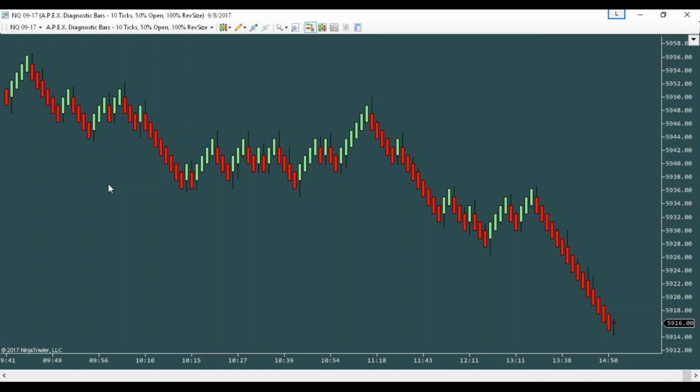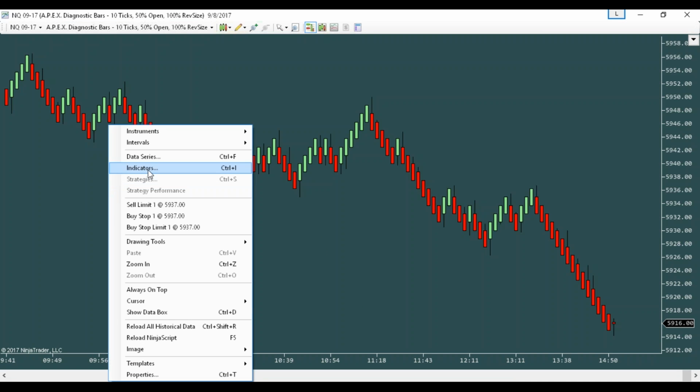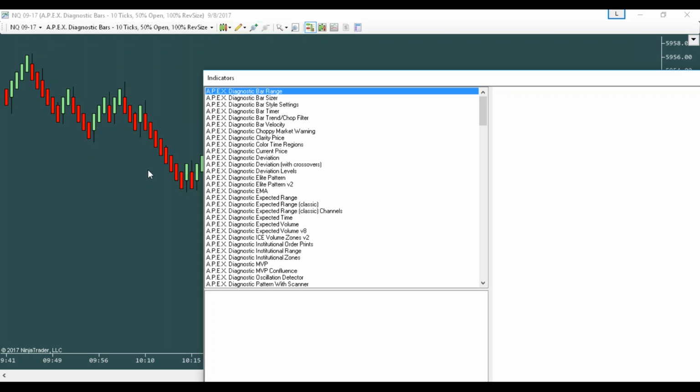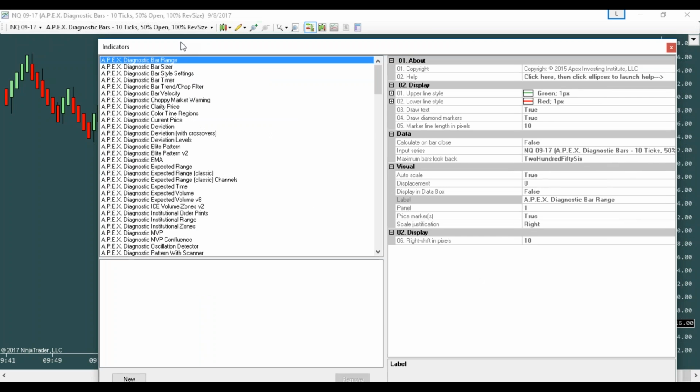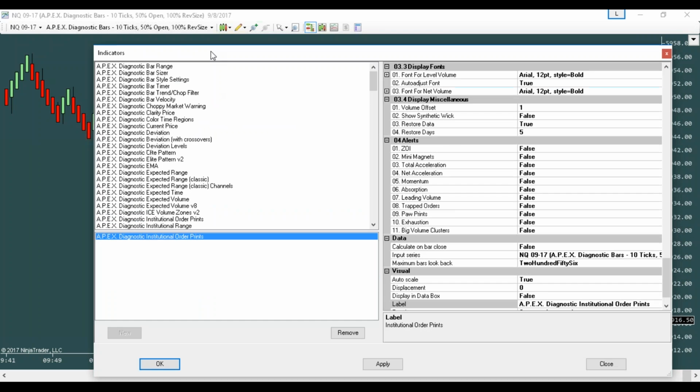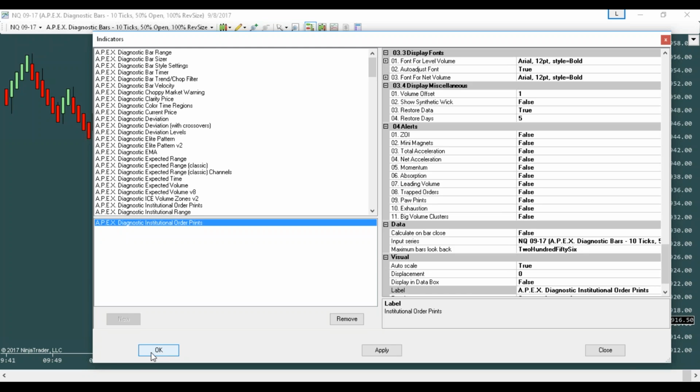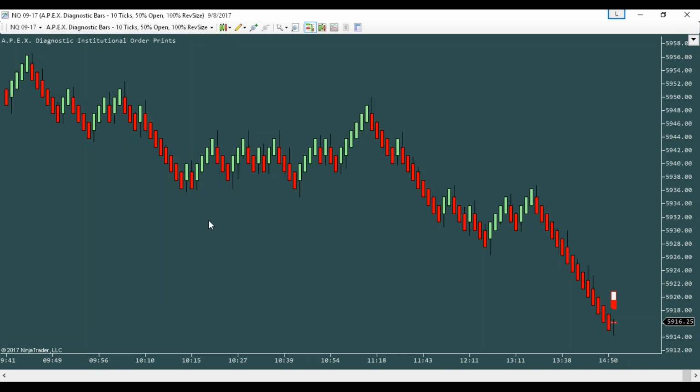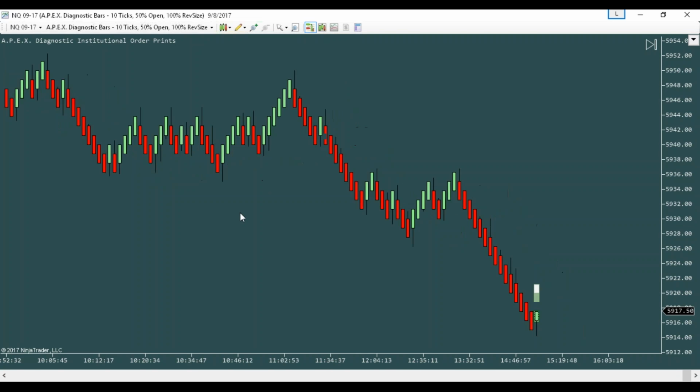Okay. And then you right click on your mouse, go to indicators. Okay. Then right here you do institutional order prints. Okay. If you're looking to just put it on a blank chart. And then just hit OK. Okay. Yeah, I used to have mine defaulted to white, but Lori corrupted me with her evil green. Okay, is that what you're doing, Dennis? Just like that?